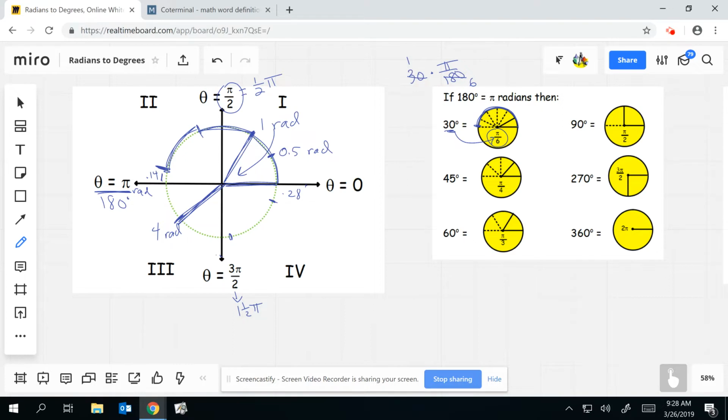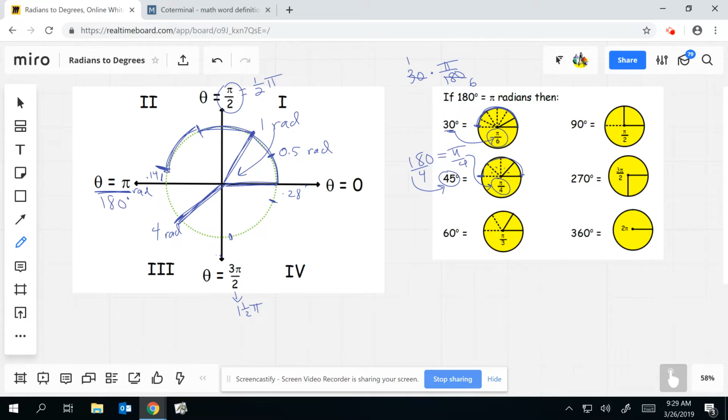Each piece is 1/6. Same thing with 45. 45 degrees, this could be a 45-degree angle, then there's another 45, there's another 45, there's another 45. There's 4 of these 45-degree angles that go into this half a circle, into 180, which is the same as pi. So look at it this way. If I took pi, or 180 equals pi, and I divided both sides by 4, just to keep it equal, 180 divided by 4 would be your 45, and pi over 4 would be your radians right there, pi over 4 radians.